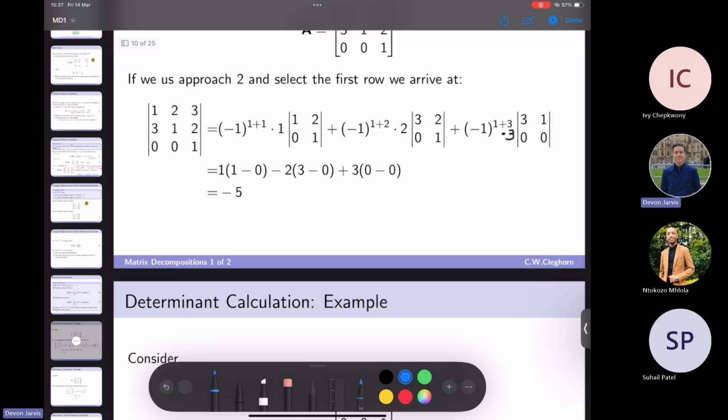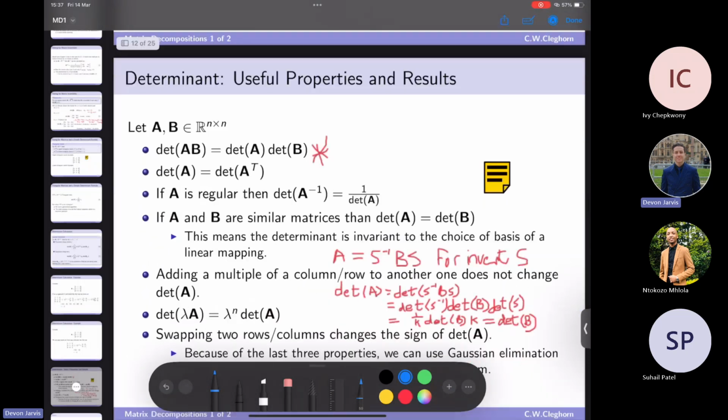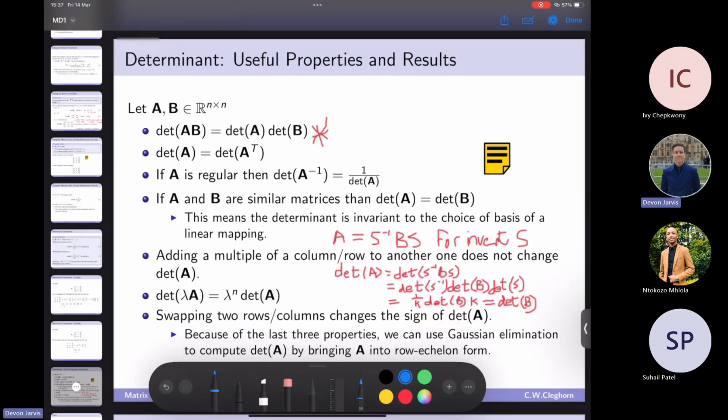Cool. That's determinants. There are a number of really useful properties to these. If we let A and B be two n-dimensional matrices, then the determinant of their product is the same as the product of their determinants. That's this first property. This one is used a lot. It's a very powerful law.